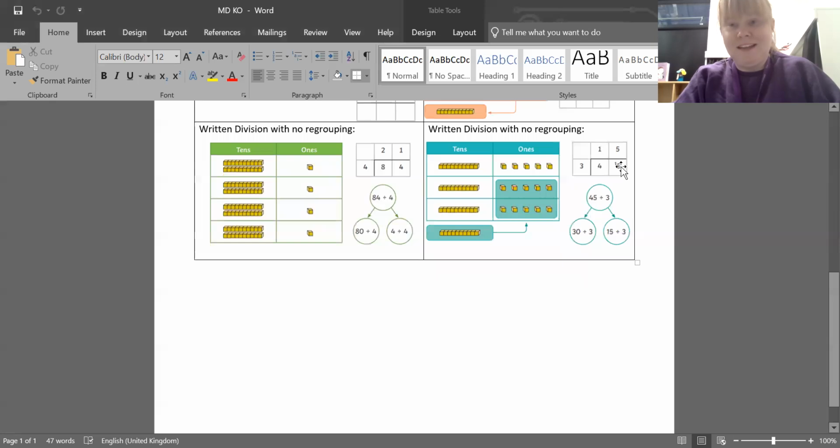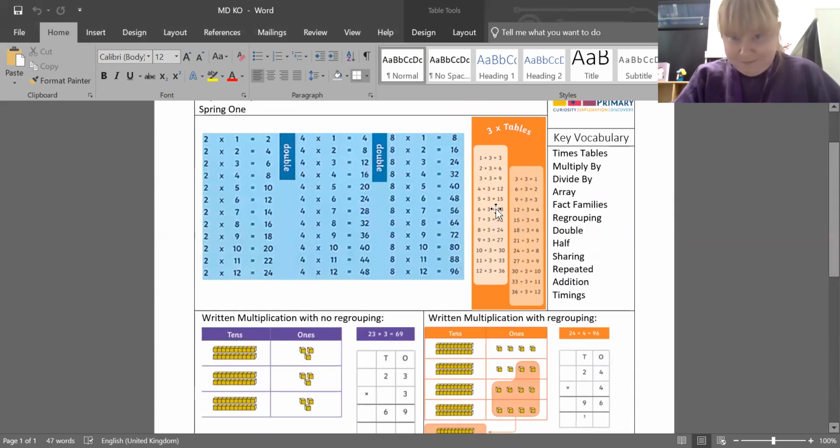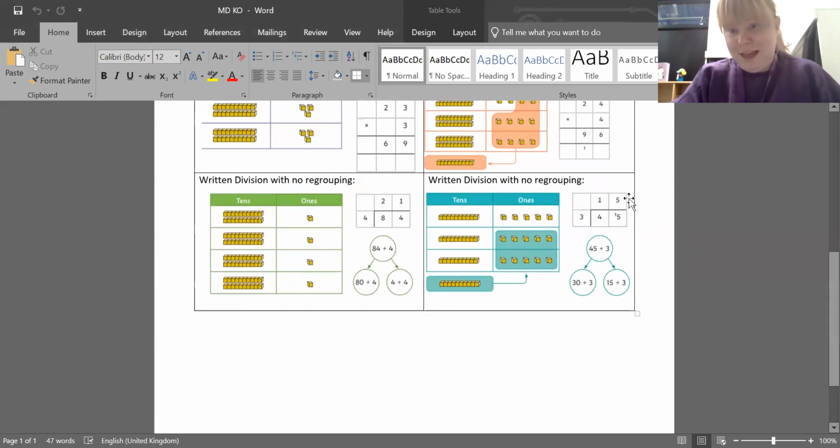So I regroup it into the next number to make 15. I then work out how many 3s go into 15. I can use my 3 times table for this. Here we go, 5 3s are 15. So I know my answer there is 5.